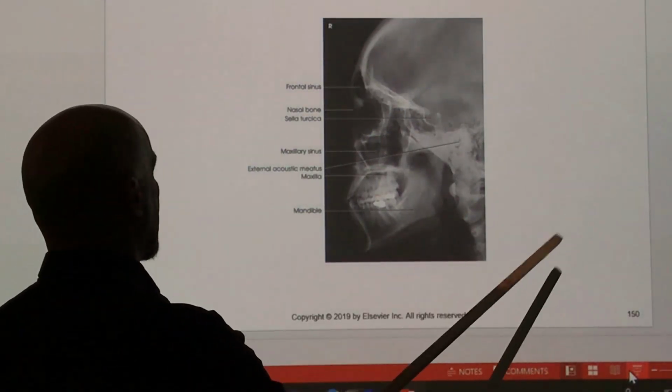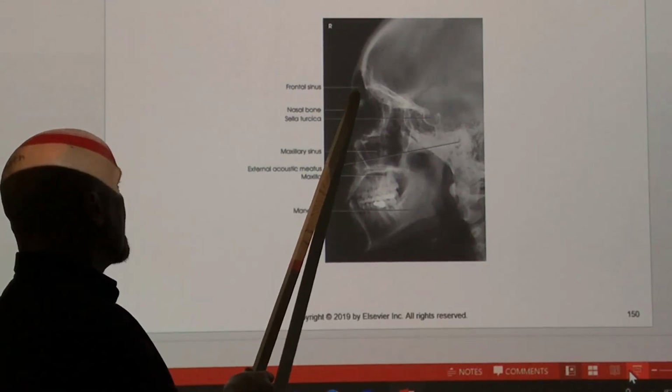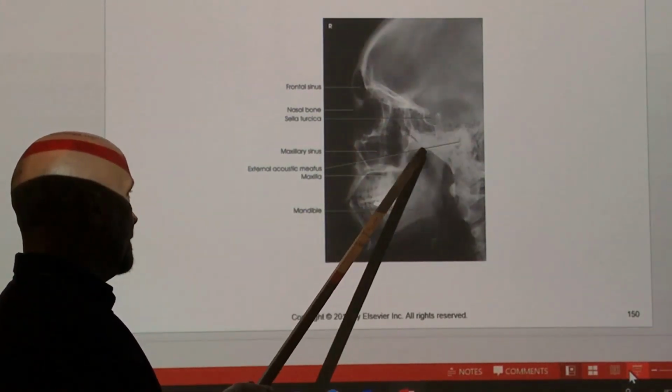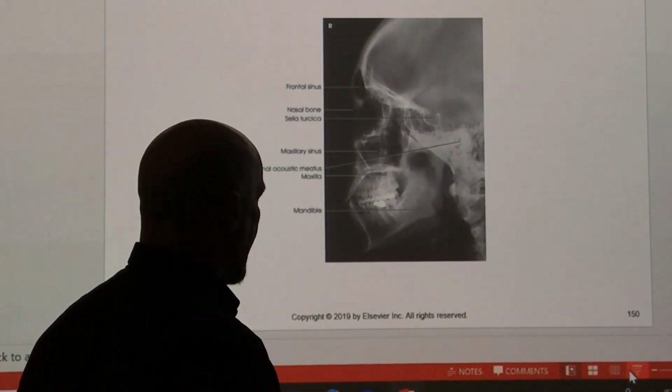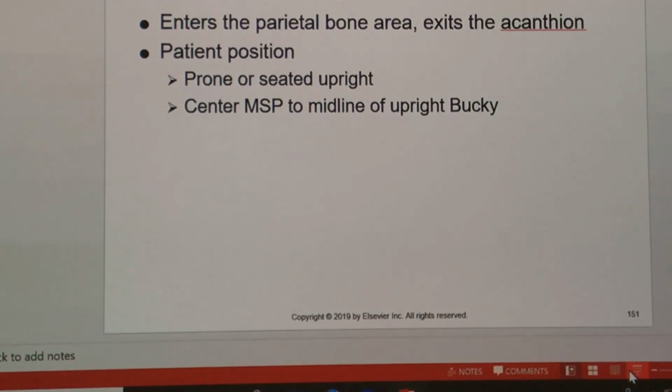Notice you don't see the base of the skull, you don't see the vertex of the skull. What you do see is from the frontonasal suture all the way back to where would be the zygomatic bone. And they included all of the mandible there, and that's fine. You'd probably want to on facial bones, even if your protocol didn't call for it.